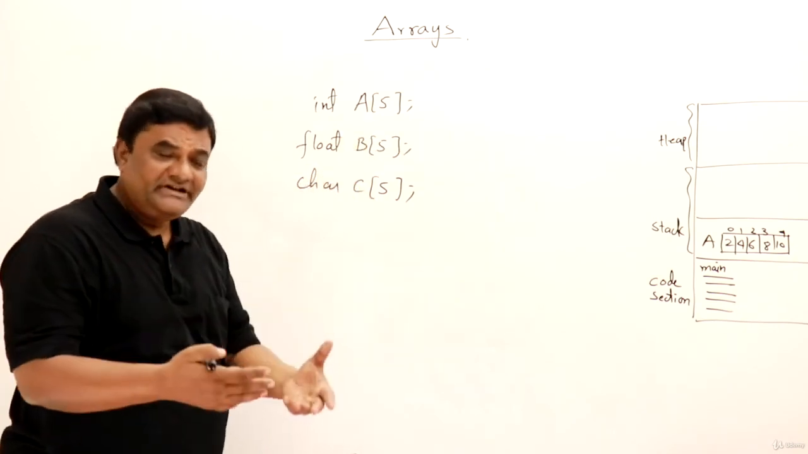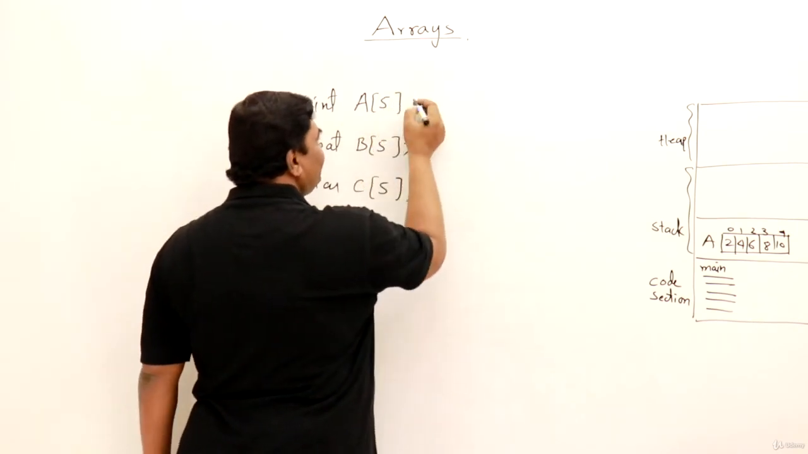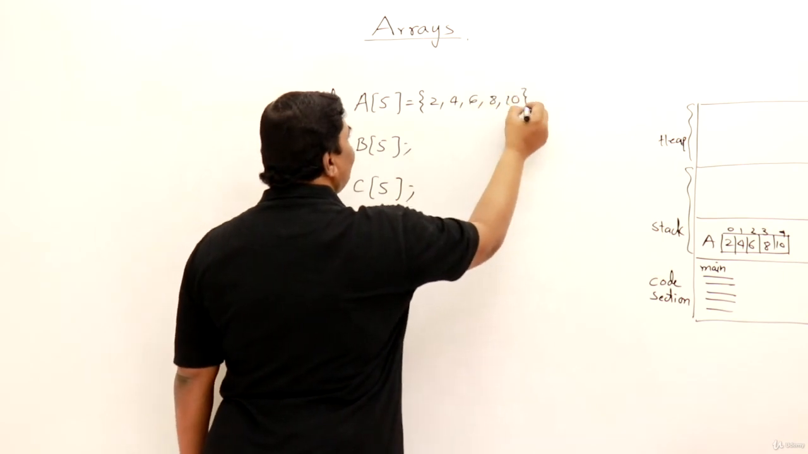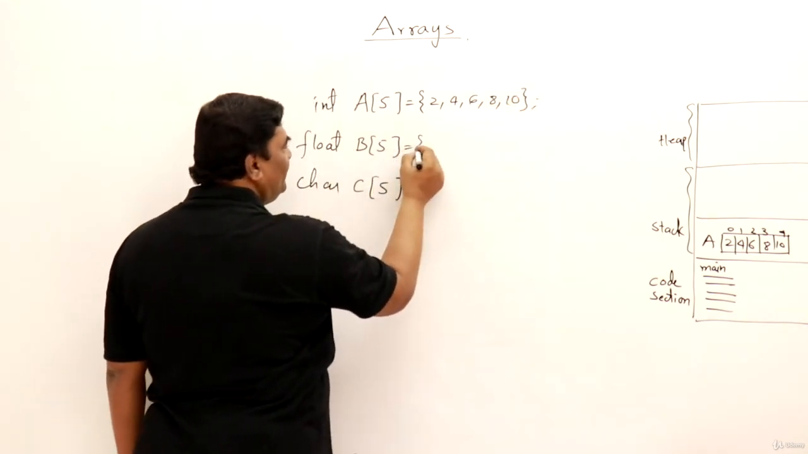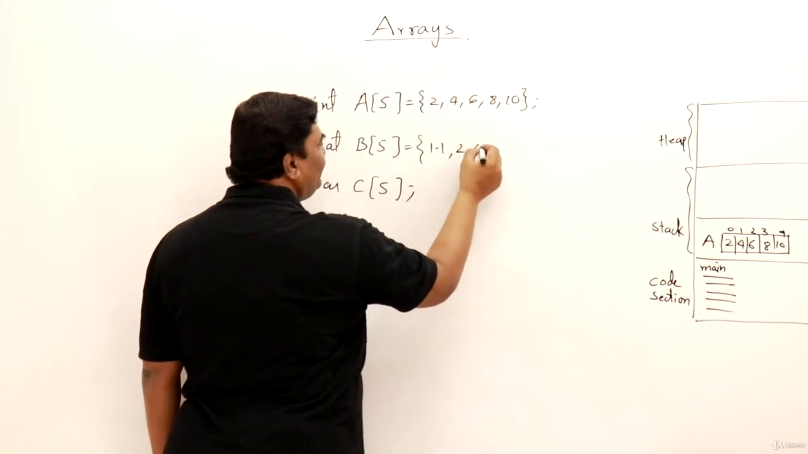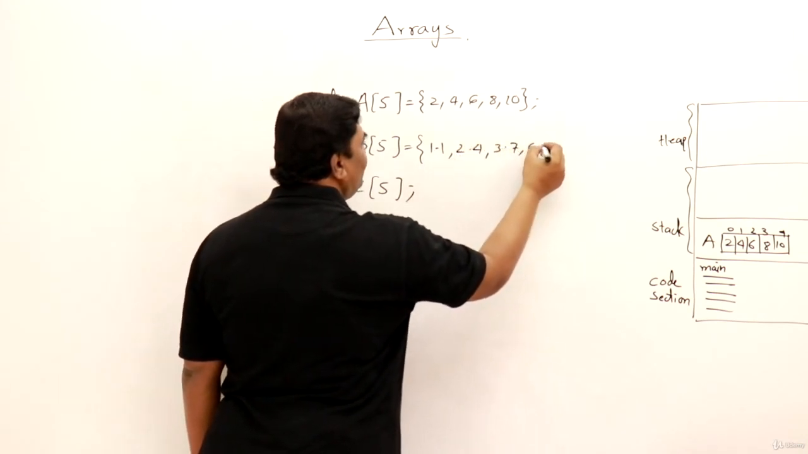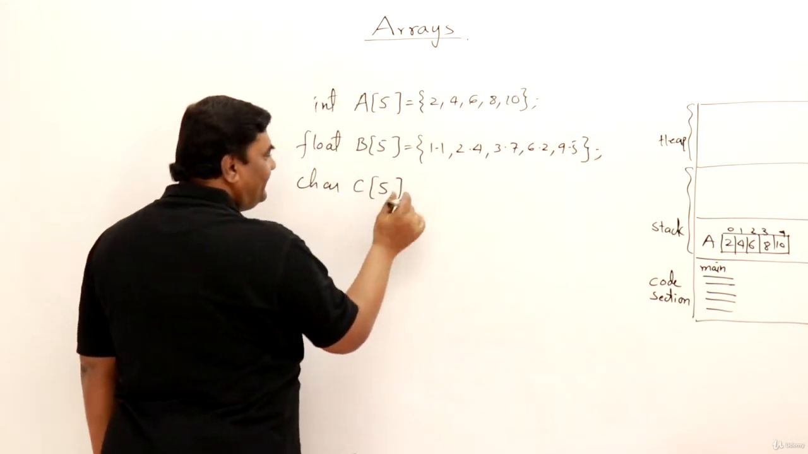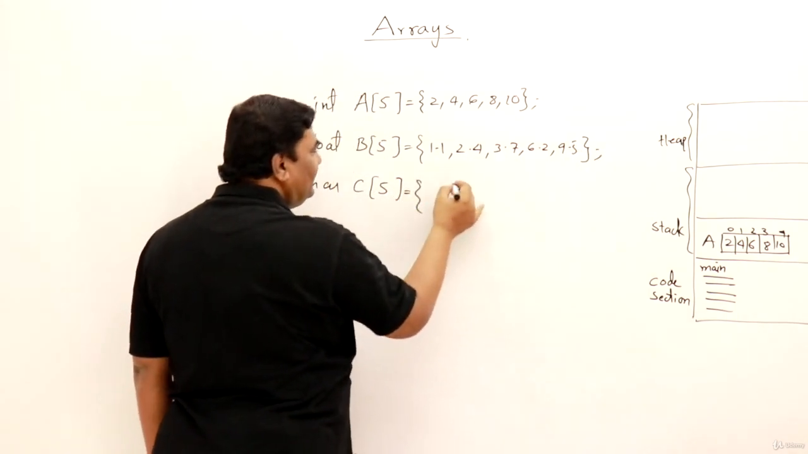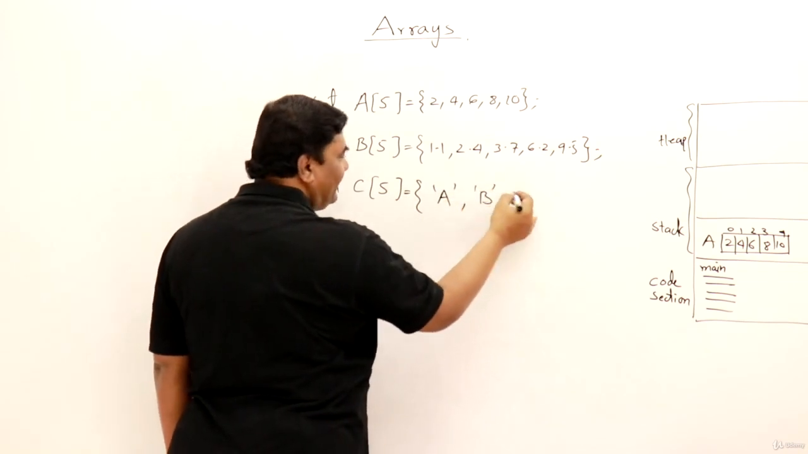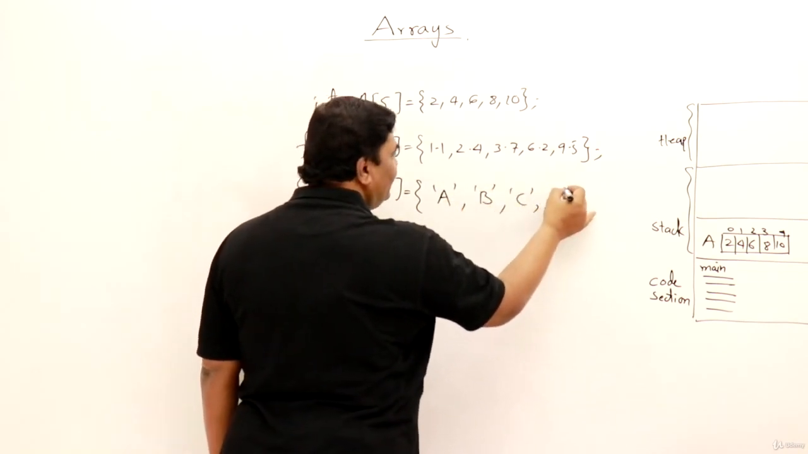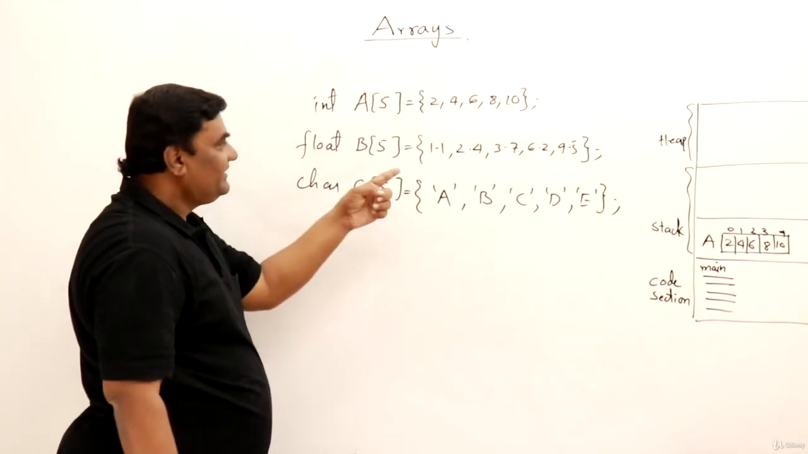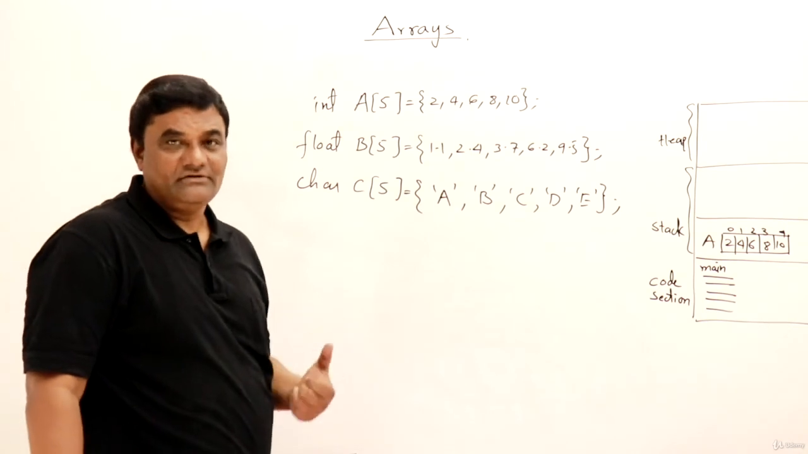Next, I want to initialize. Yes, you can initialize these. So you can enter the values like 2, 4, 6, 8, 10. These values will be filled. And float values, if you want to initialize, like 1.1, 2.4, 3.7, 6.2, 9.5. These values will be filled. Now character type, how to initialize character data? A, B, these are characters, right? Characters must be enclosed in single quotes. So this is initialization. So declaration plus initialization, 2 things are over.